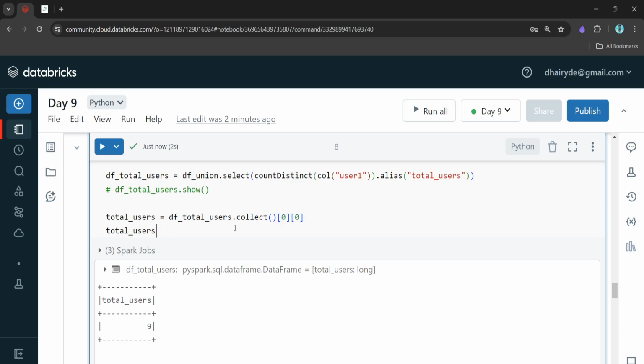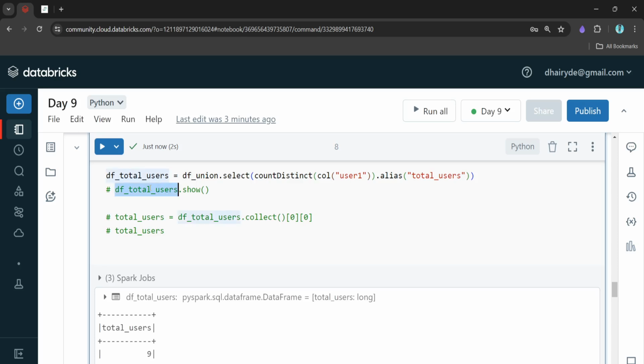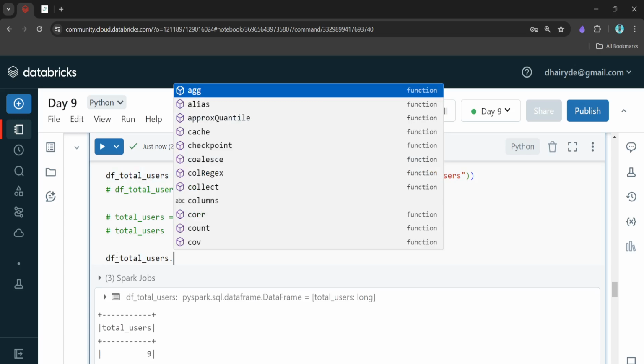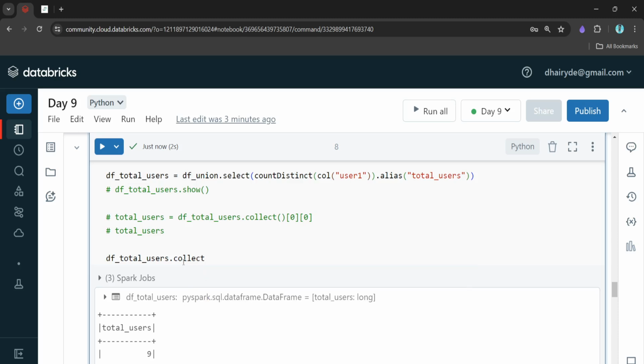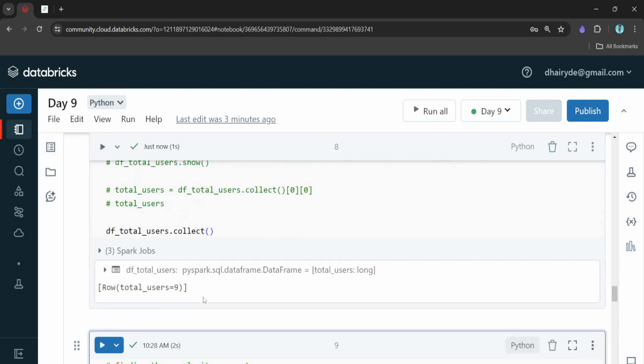Okay, let me erase these things and show you from scratch. So what we can do, we can write df1 dot. There are multiple ways to get the first record or this value. So I'm using the collect method. So we can use the collect. Right, let me show you what exactly we are getting. So collect, you will see a lot of times when we are writing PySpark code, making a project using PySpark.